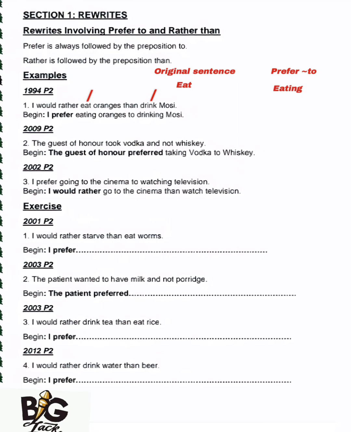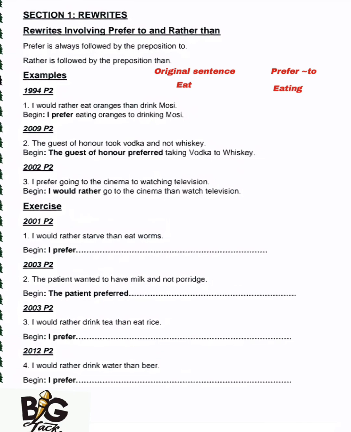So when writing, it is saying begin, I prefer. So it is going to change to eating. I prefer eating oranges. And then where there is than, we are going to put what? To, since prefer is always followed by the preposition, which is what? To. So: I prefer eating oranges to drinking mosi.